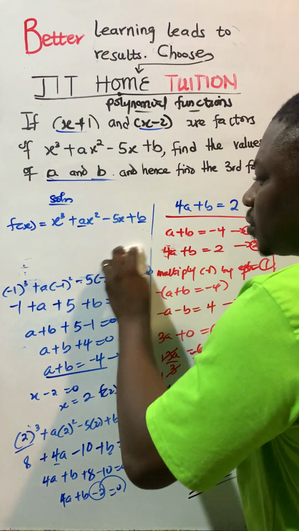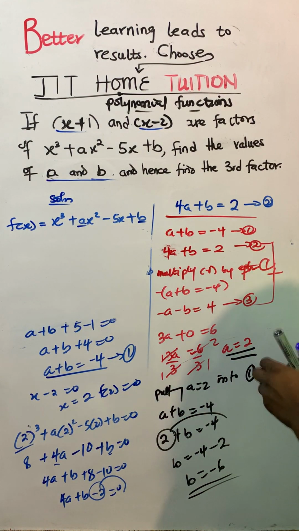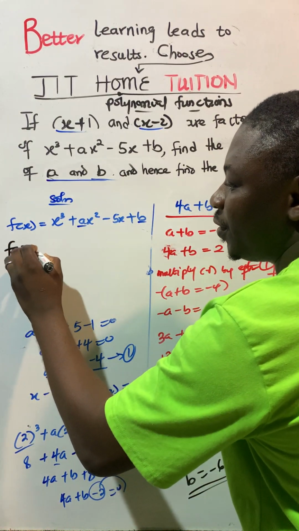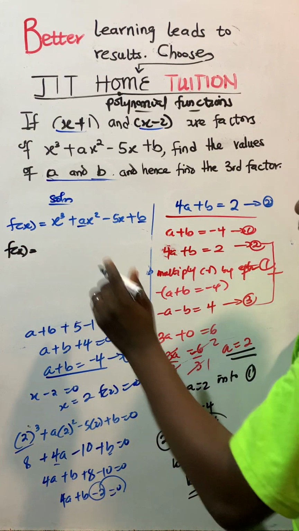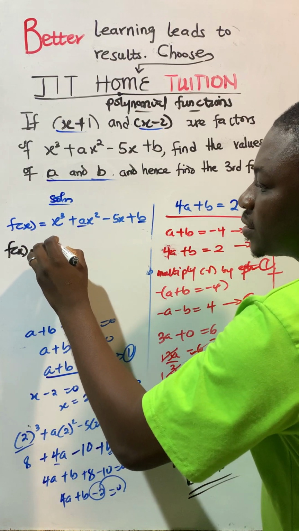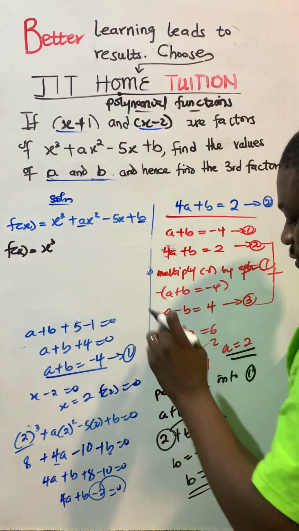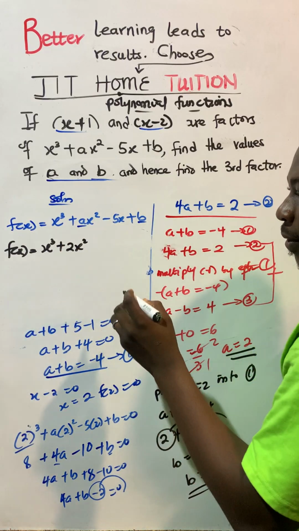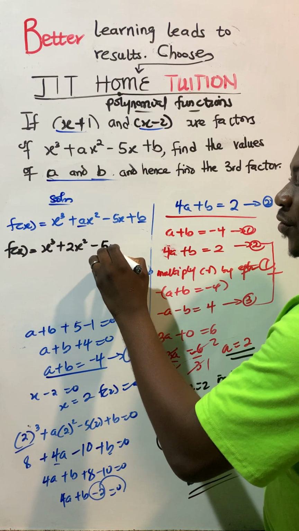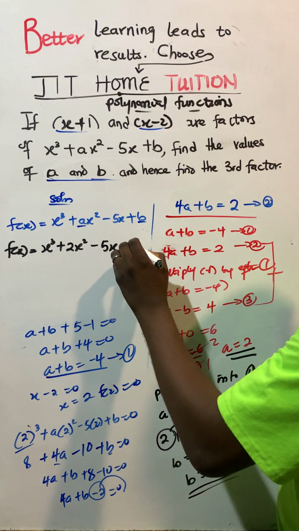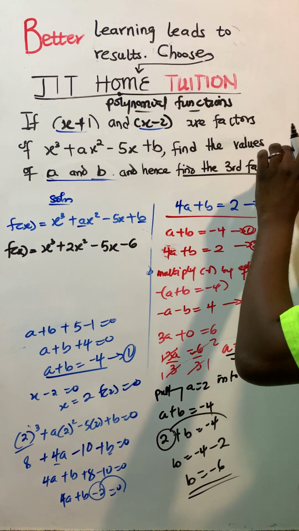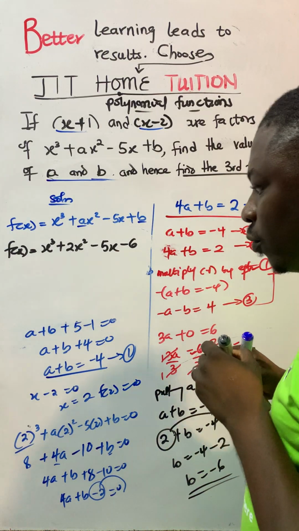Now, let's look at it here. The function that we didn't know a lot of information about. Now here is x cubed. We now have the value for a, which is 2, so it becomes 2x squared minus 5x plus b, which is what? Next, 6. Okay, now the question is saying that we should find the third factor. How do we go about it?